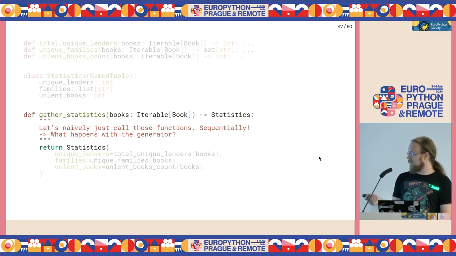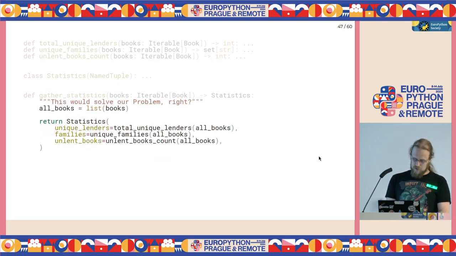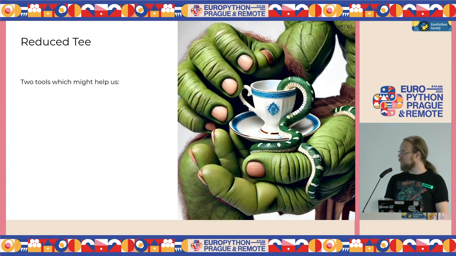Yeah, but the generator is consumed in the very first function, and that might not be what we really want. Maybe a good idea is to just pre-generate all those books, put them in a list, and then put the list in all those three functions, and then it works. But we still have the problem with our generator, which is completely gone now, and we have our huge list, which might have billions of books inside. So it really doesn't solve our problem.